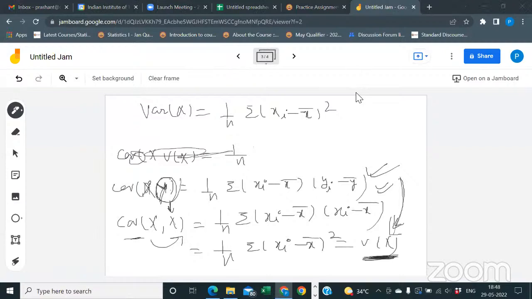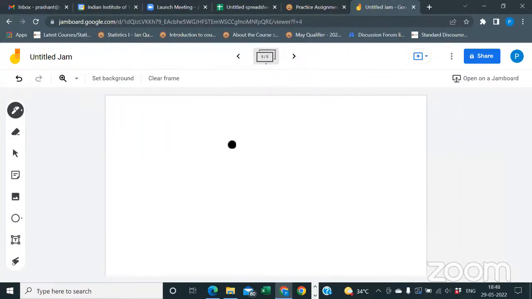Sir, can you please solve one example with data for the correlation coefficient? Actually, it will take time. Have you solved it in your previous session? Actually, I did not do the whole calculation, but you have to use this formula. You know this formula, okay?